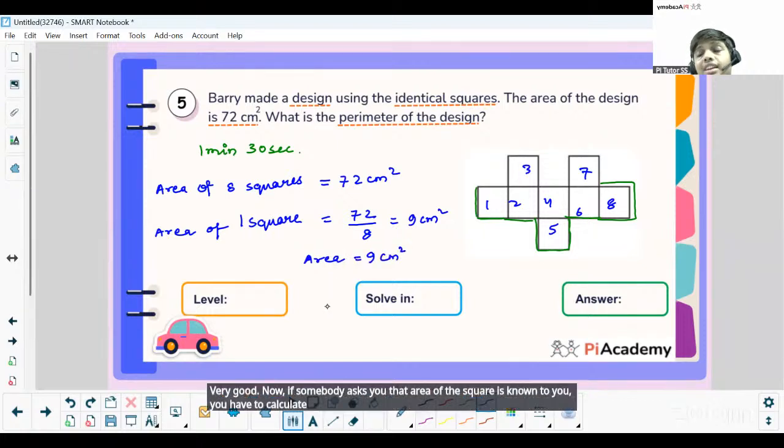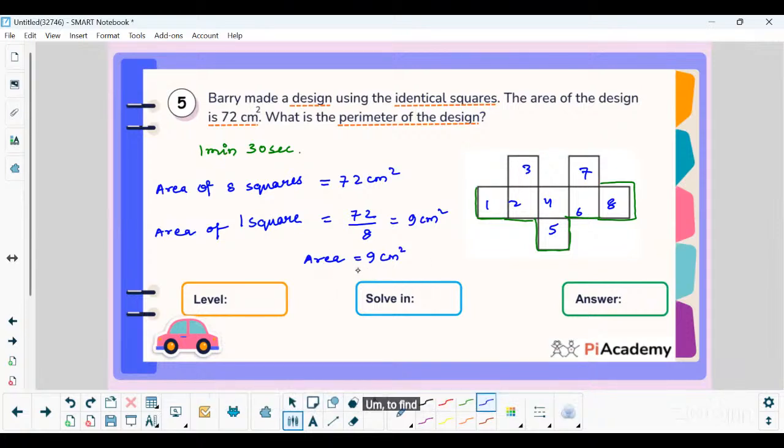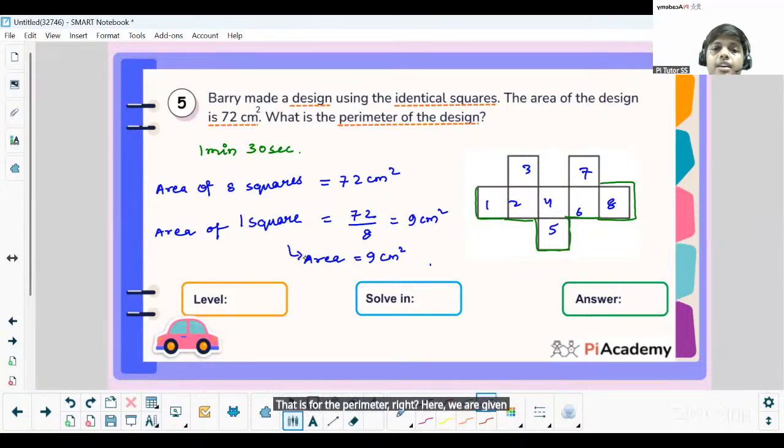Now, if somebody asks you that the area of the square is known to you, you have to calculate the side length of a square. How will you do that? To find the side length of a square, you have to just divide the total by 4. That is for the perimeter, right? Here we are given the area. For the perimeter, we can certainly do it. But for the area, we have the formula as side times side.